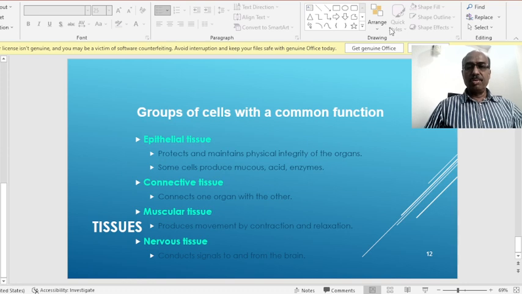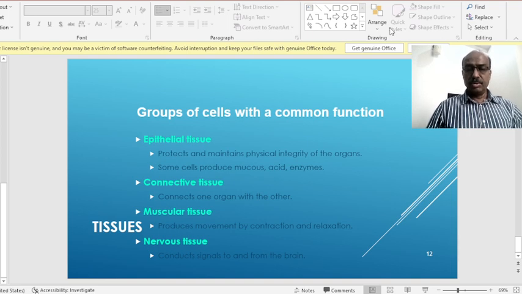Now, group of cells with common functions. Friends, you should know what are the common functions of groups of cells. Epithelial tissue protects and maintains physical integrity of the organs. Some cells produce mucus, acids and enzymes. Next come connective tissues. Connective tissue connects one organ with other. Connective tissue also gives shape, protects the organ, and also maintains the integrity of the organ.